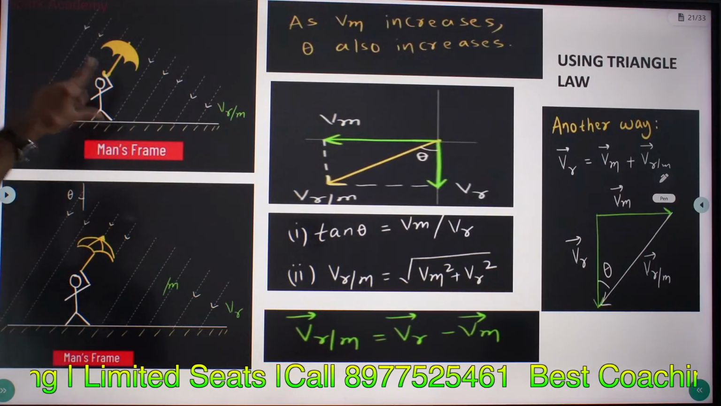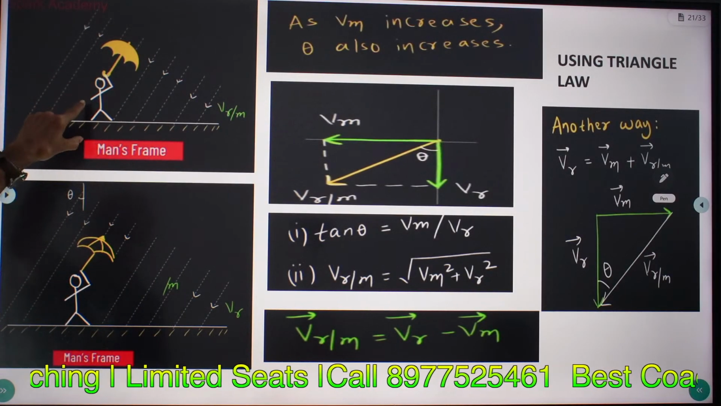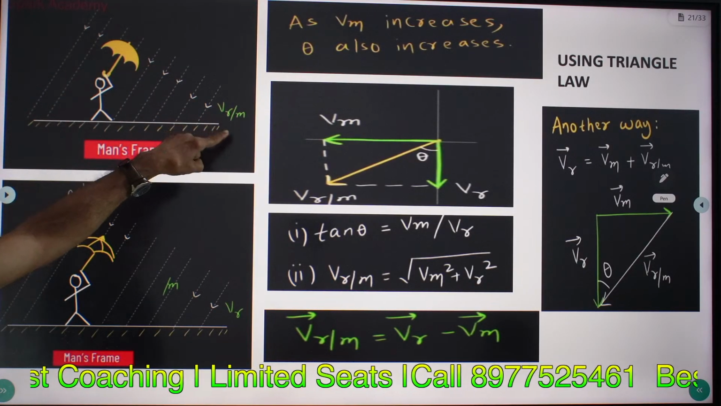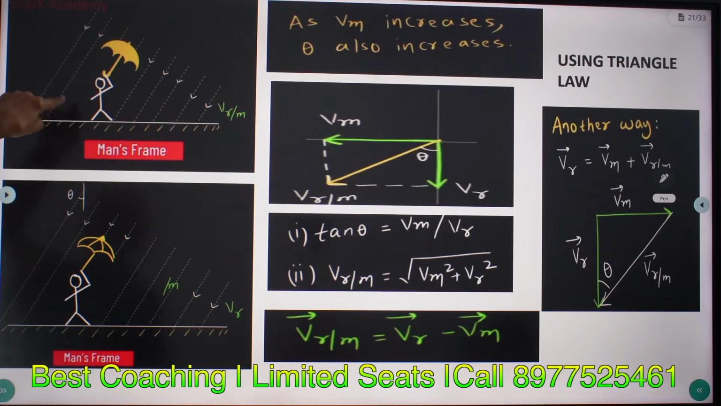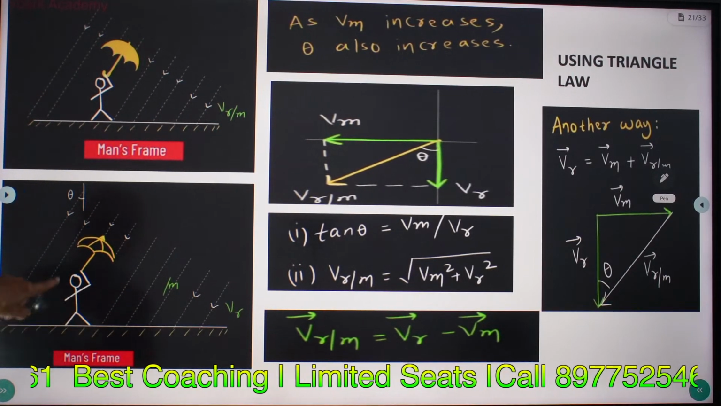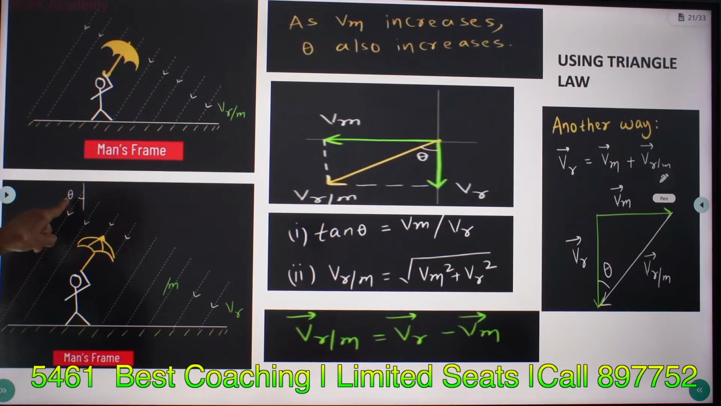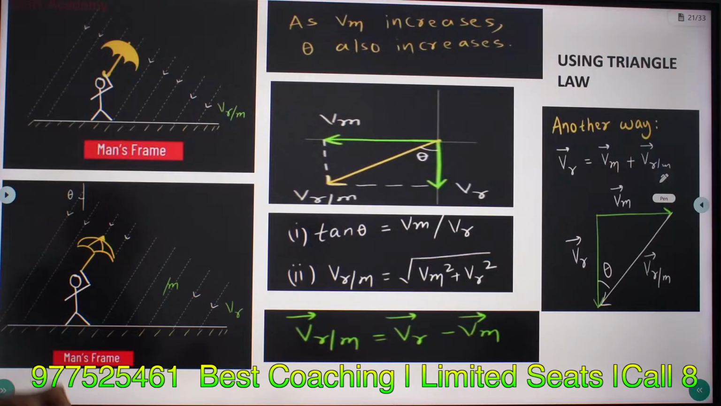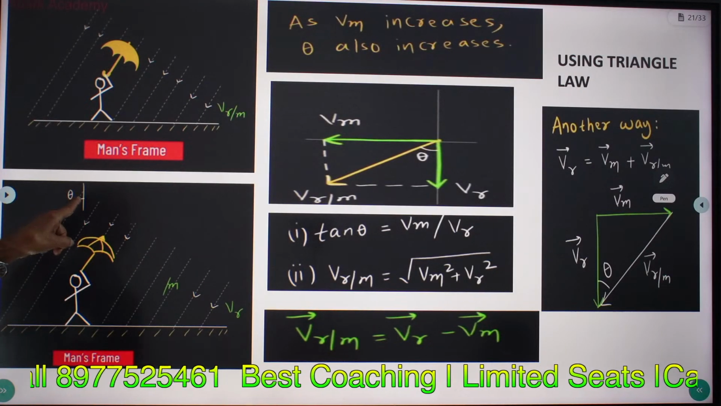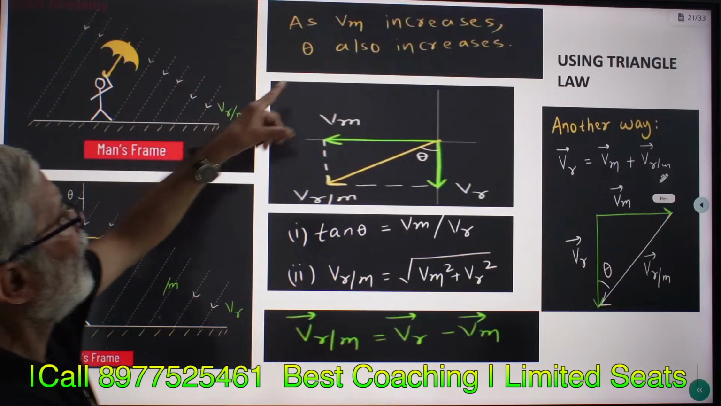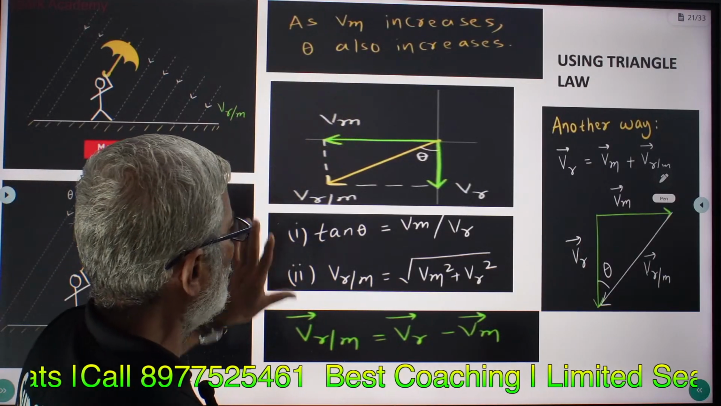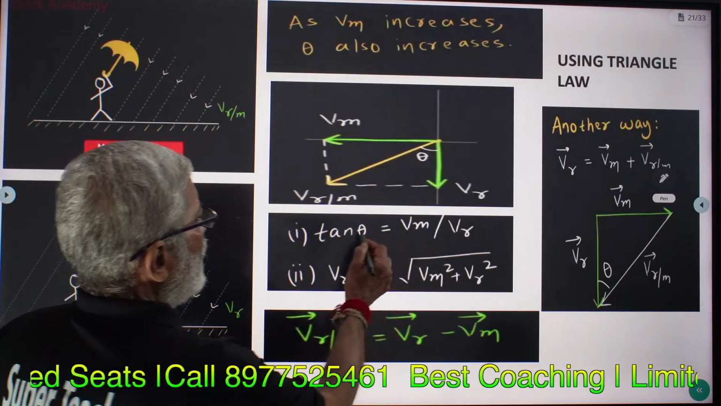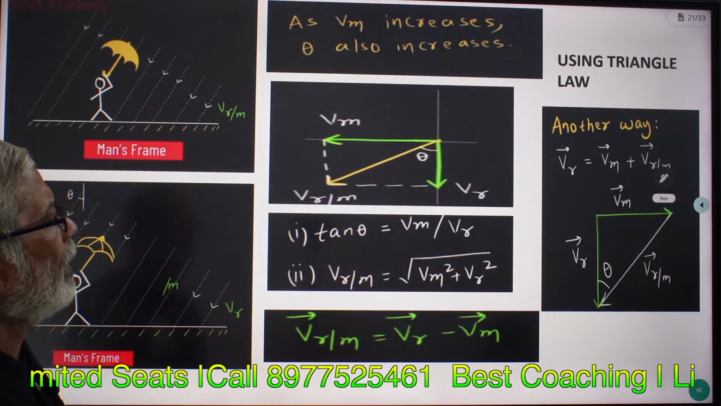So here it is, this is the man's frame now. The man is observing the rain falling like this. This is the velocity of rain with respect to man. And as the velocity of the man is increasing, the speed of running is increasing, this theta is also increasing. So as Vm increases, theta increases. Because why? Because tan theta is equal to Vm by Vr. If Vm increases, theta also increases.